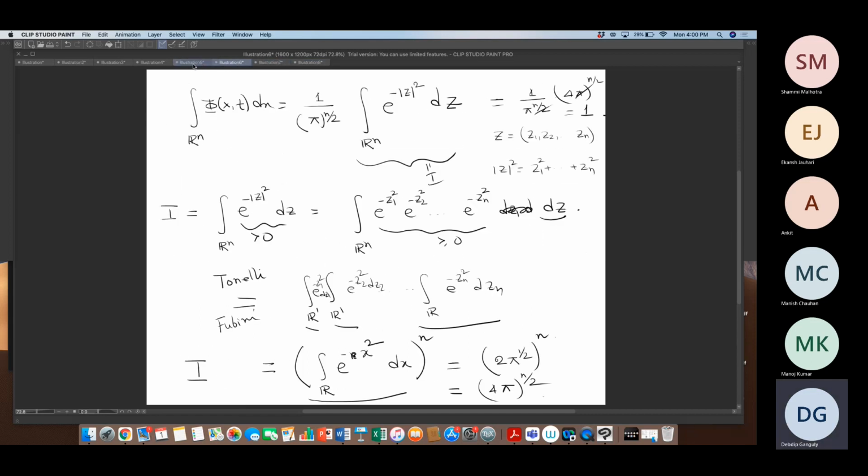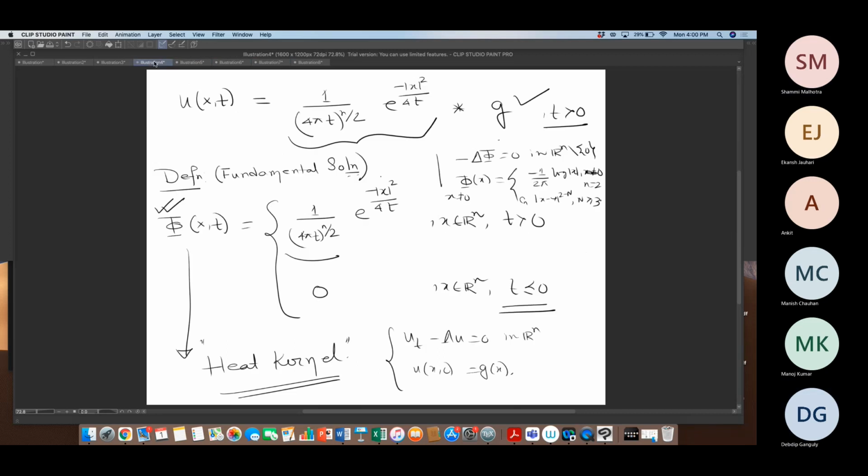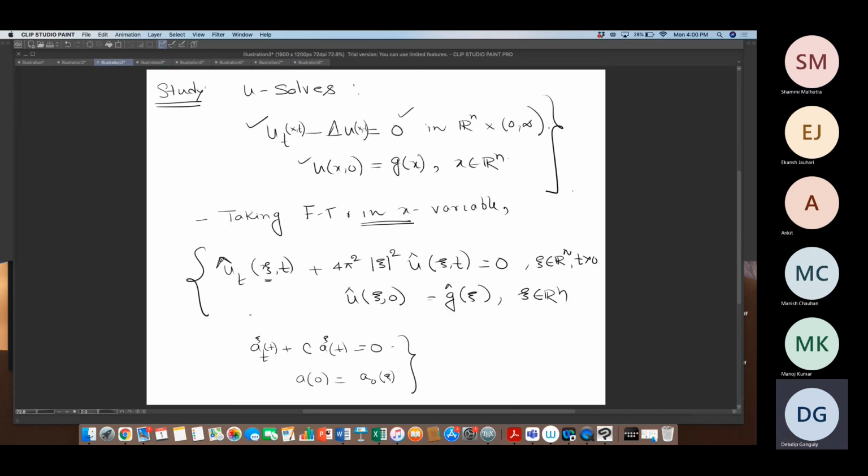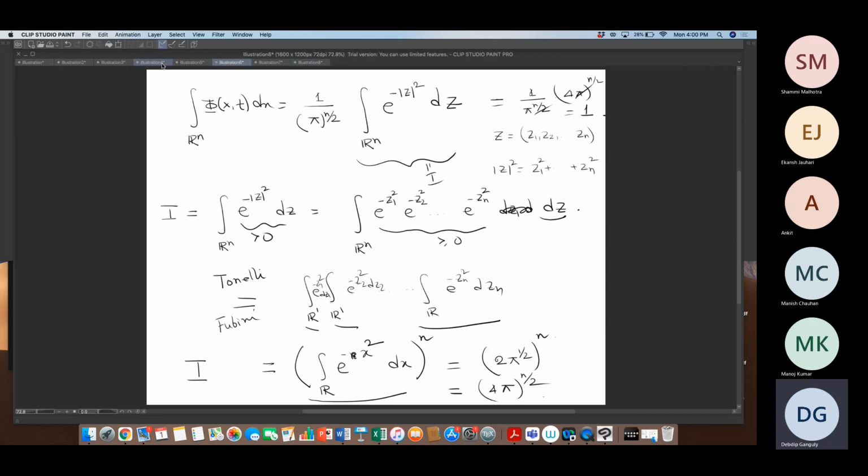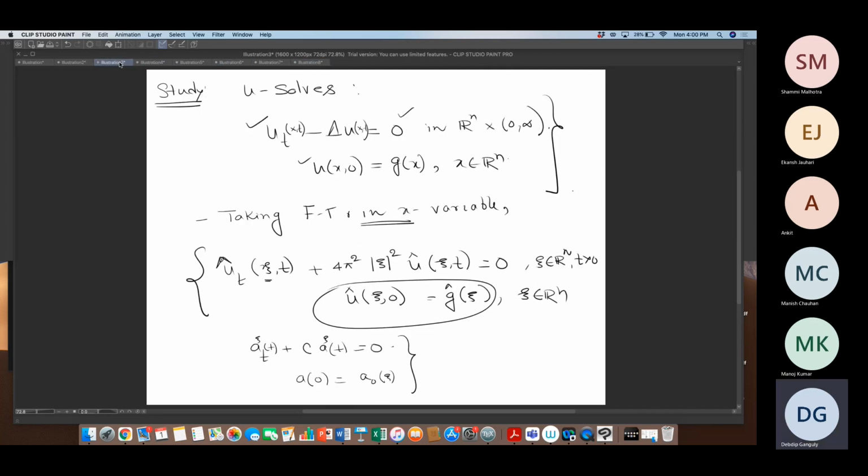Look at the ODE I solved. Just think about the ODE. If you take the Fourier transform of this equation, what will you get? You will just get this part. This is the equation. This solves this PDE, right? ODE, right? Yes or no?